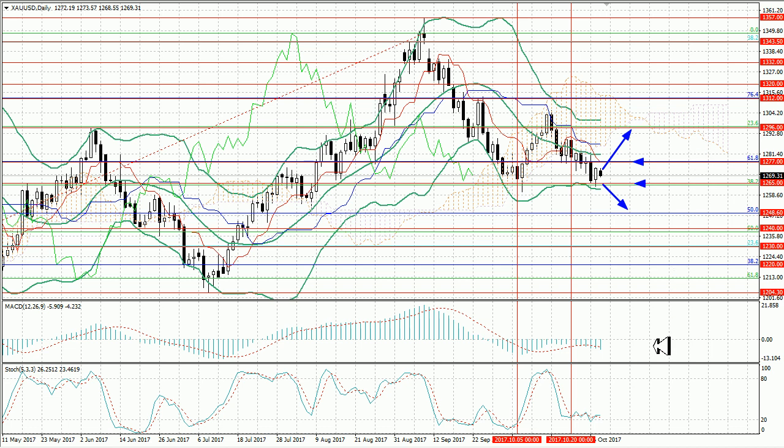MACD histogram is growing in the negative zone, and Stochastic is directed horizontally and located near the oversold area. Generally, one should wait for the breakthrough of key levels at 1265.0 or 1277.0.